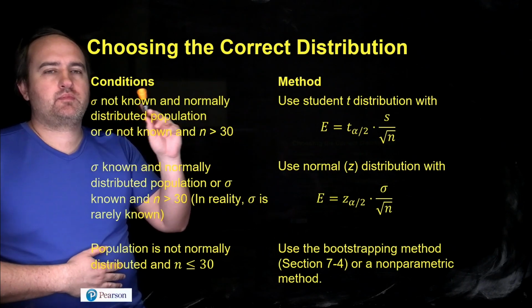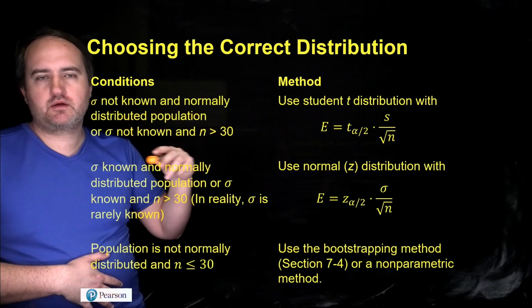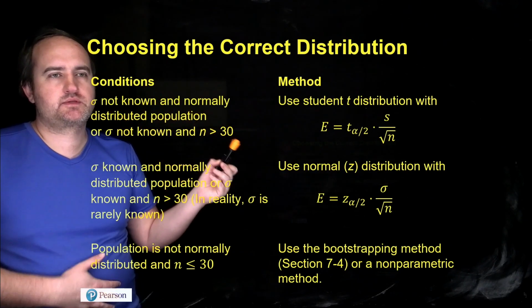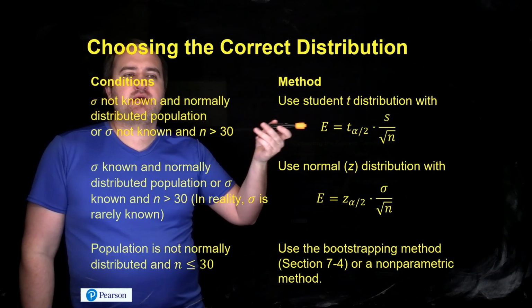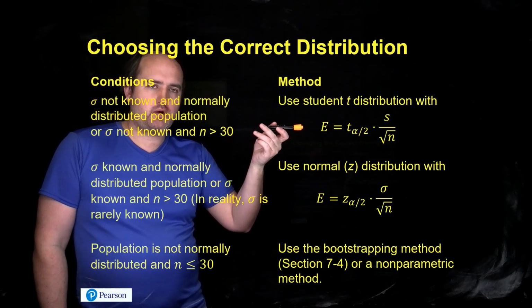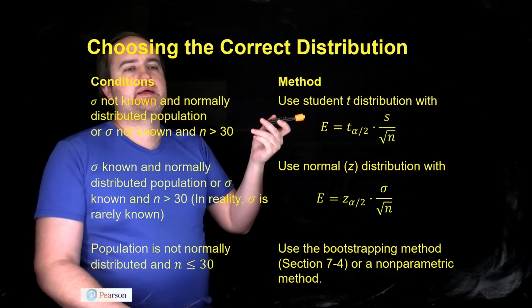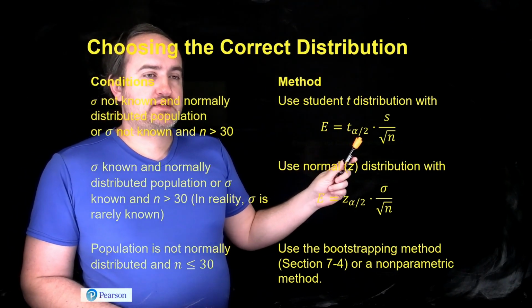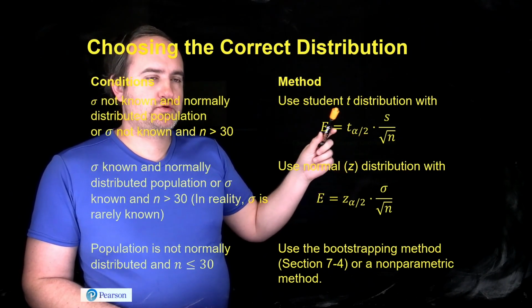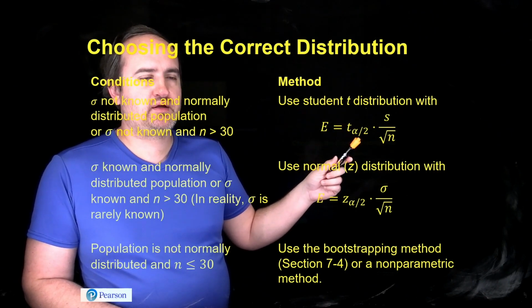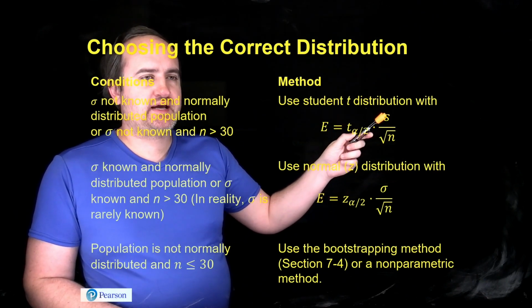So in the real world, this is the case that you're going to see in most situations. That's the case that we do over and over again in our homework, quizzes, and exam. So that's going to be E equals t sub alpha over 2, the student t distribution using table A3, and then times s over the square root of n.